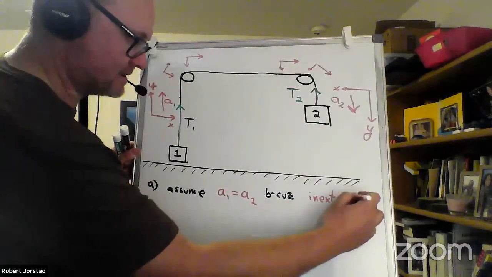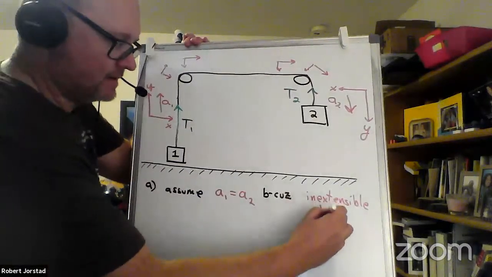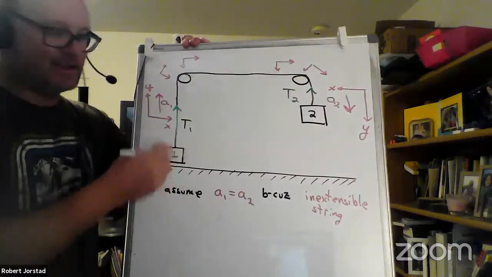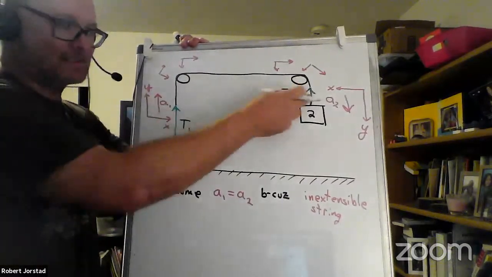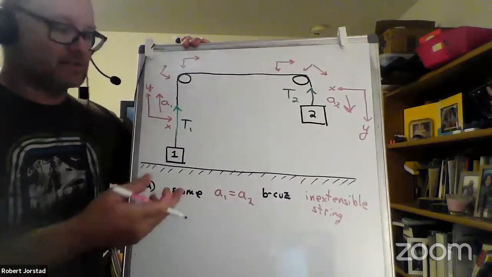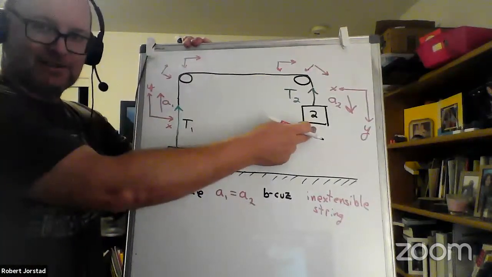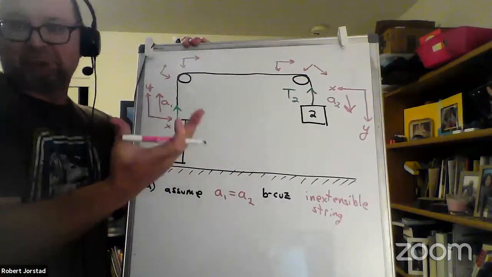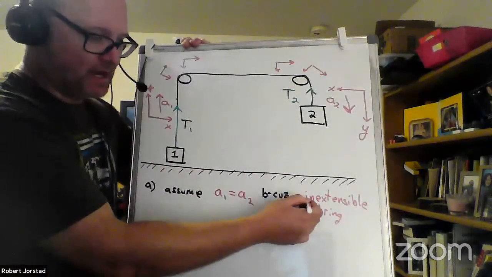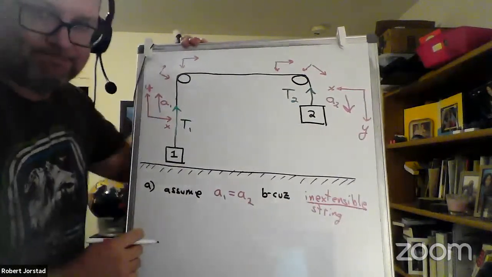It's that inextensible. So think about it like this. If this string could stretch, this side would probably stretch more than that side, and they might not be moving at the same rate. If the string can't stretch, well, if this one moves 1 inch, so does this one. So that's why this word is sometimes seen in physics statements. An inextensible string. All right.